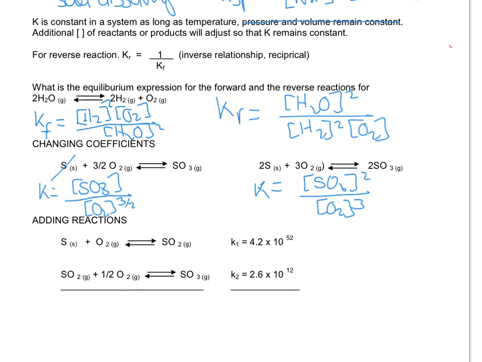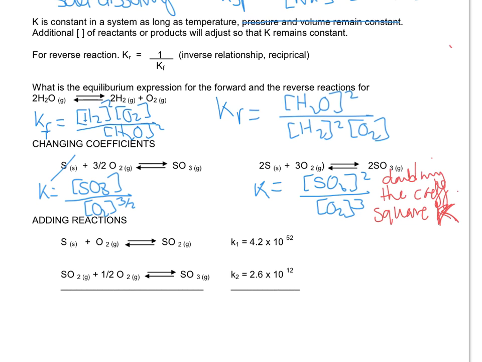So doubling the coefficients, you square K. So whatever you do to your reaction, your coefficients, you do that to the power of K.